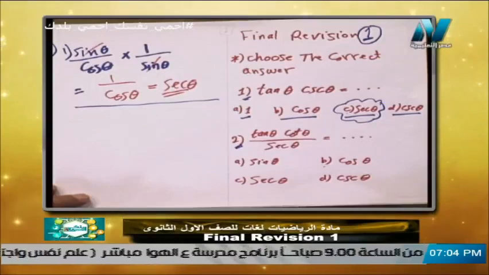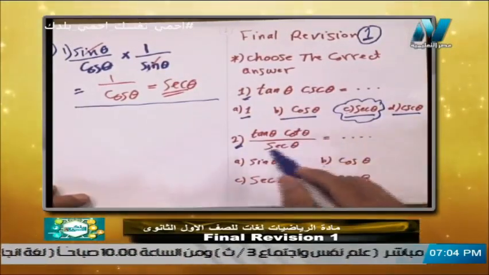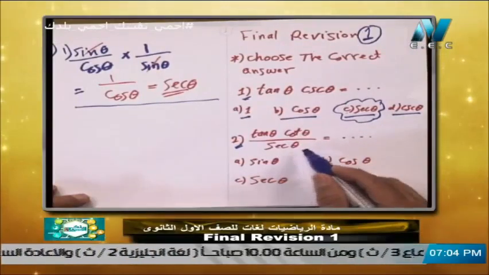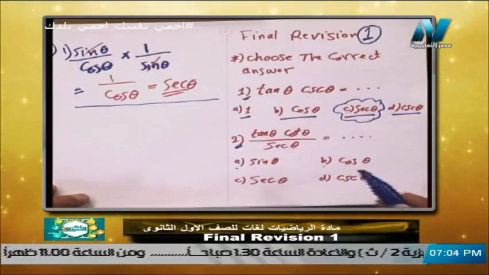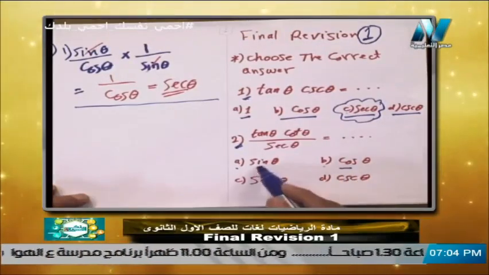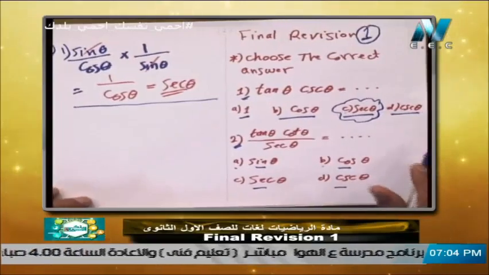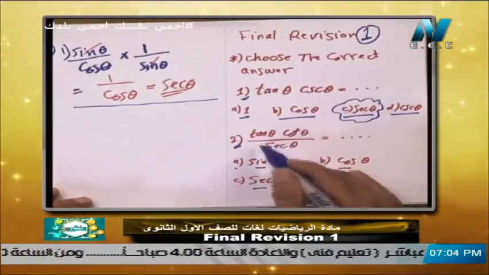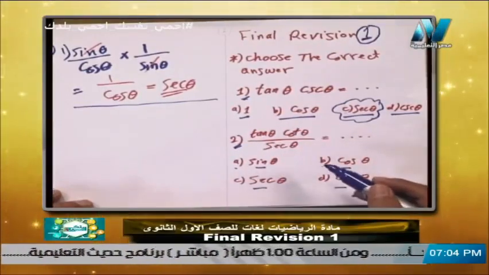It's trig also. We have here tan theta cotan theta over sec theta equals what? Is it sine theta, or cosine theta, or sec theta, or cosec theta? We will simplify this part, the left hand side, to be one of these answers.